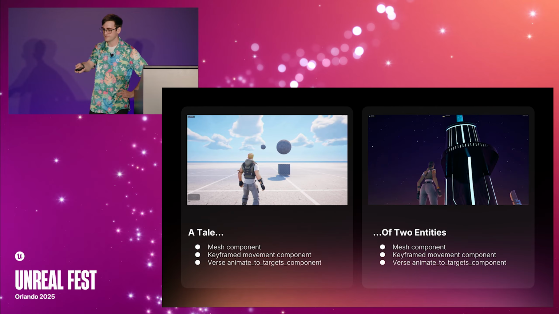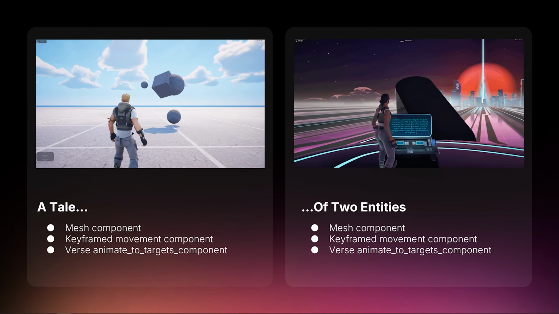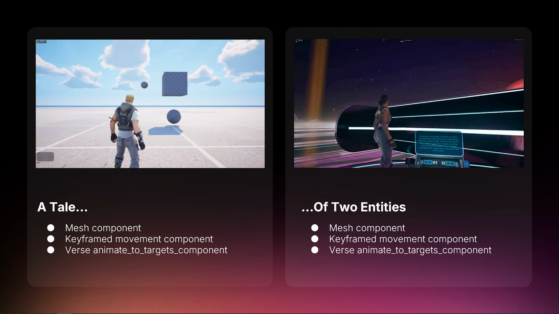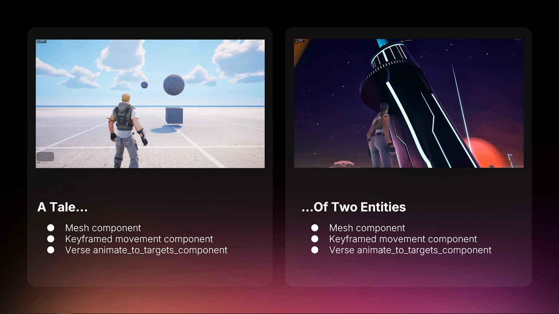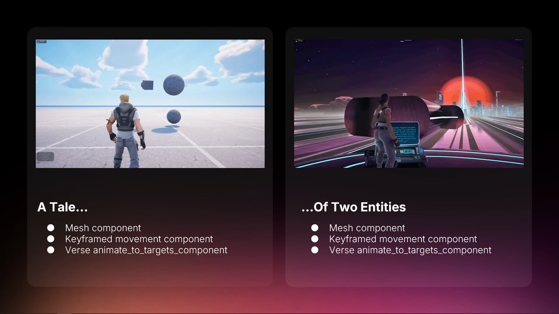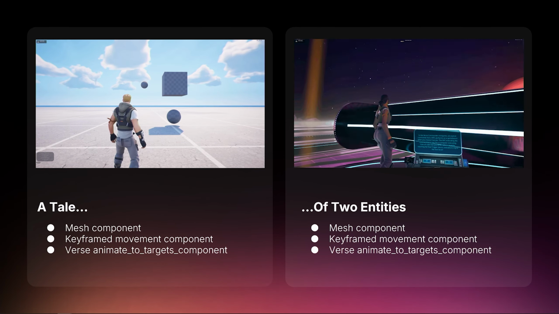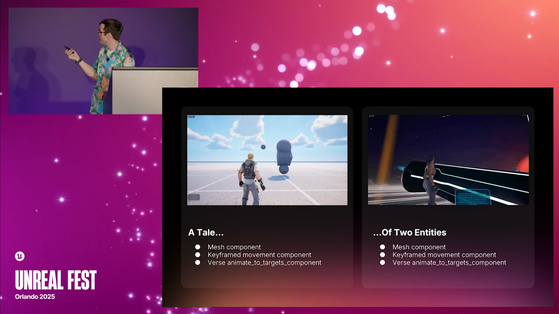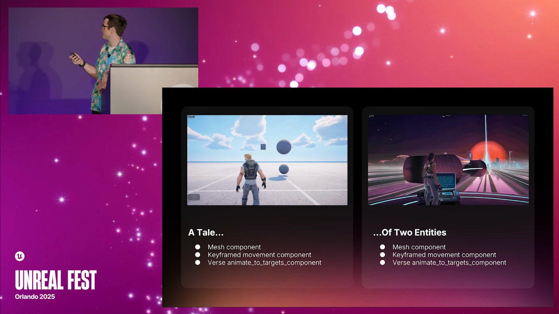This is a tale of two entities. What we have on the left here is a boring gray block moving in a boring flat plane. And on the right, we have this entire building that we're moving back and forth. Under the hood, these are literally the exact same thing, right? This is the exact same prefab. It's the exact same collection of entities and components. Each of these has a mesh component, a keyframe movement component, and this animate to targets component that we wrote. And while they're exhibiting similar behaviors, the feeling of this is extremely, extremely different, right?